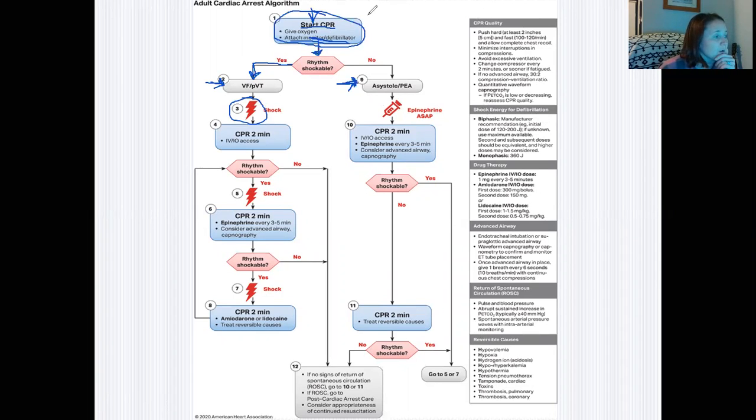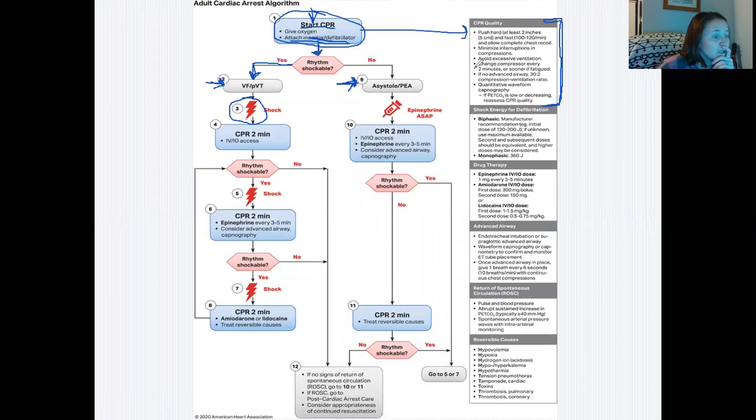I just want to go back over to the side over here because this algorithm also goes into great detail about everything that we're doing. Over here, we've got CPR quality. This first box tells us what it means to start CPR: push hard and fast and allow complete chest recoil. Minimize interruptions. Avoid excessive ventilation. We're going to talk about ventilation in a minute.